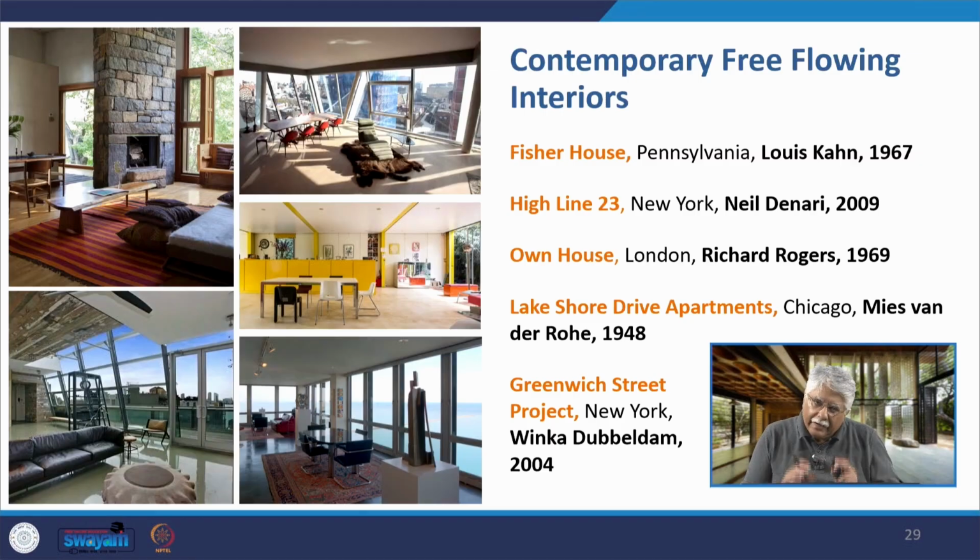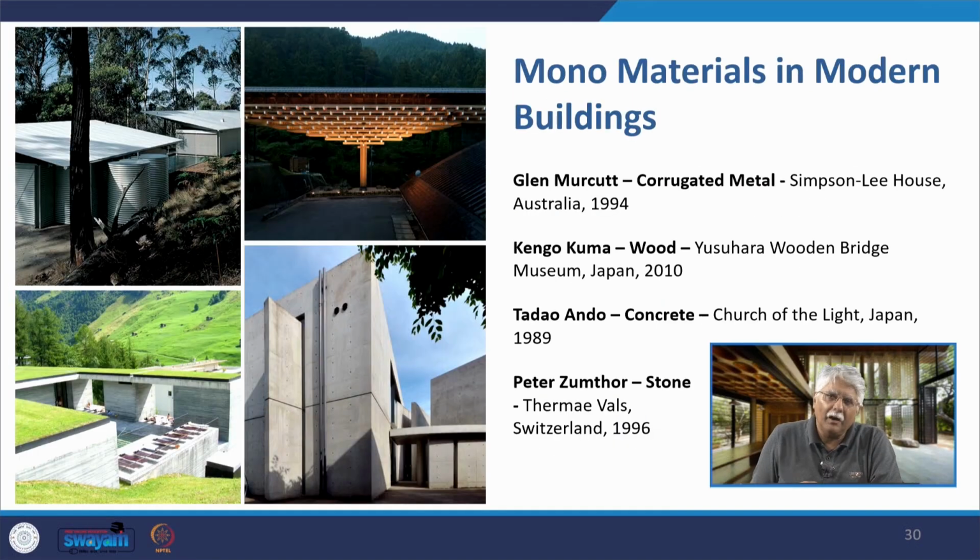This idea of free flowing interiors has then continued in contemporary houses. In the Fisher house in 1967, the Highline 23 in 2009, these pictures are in the clockwise direction as I read them, so you can relate them to each. This is the Fisher house, the Highline 23, Richard Rogers' own house, the Lake Shore Drive apartments by Mies van der Rohe much earlier, and then in the 21st century, the Greenwich Street project by Wingårdh Double Dam. Again, you can read the pictures in the clockwise direction.